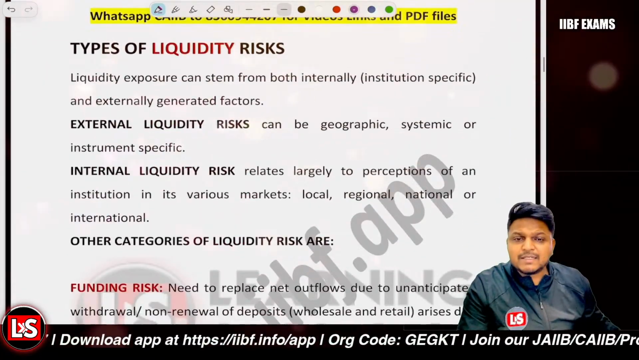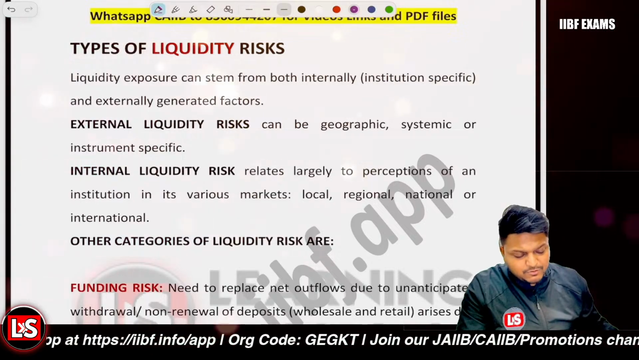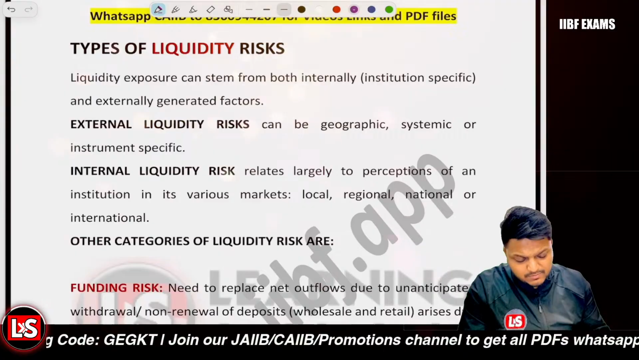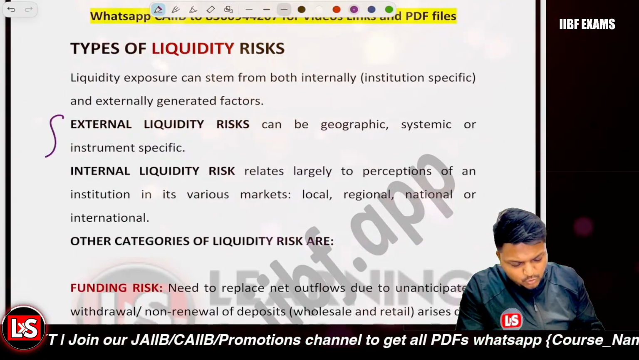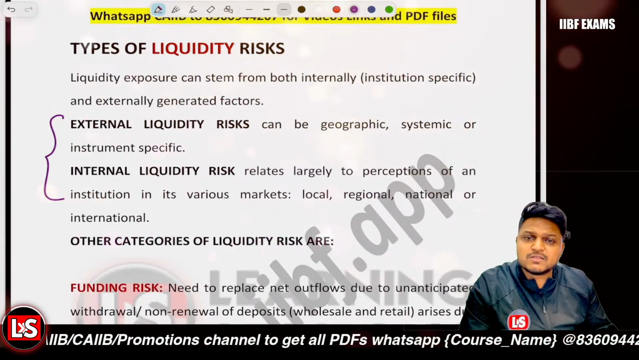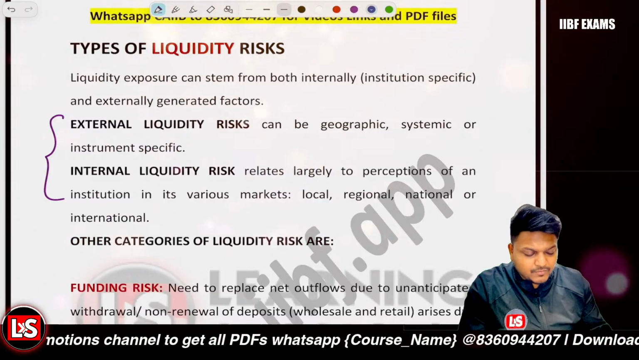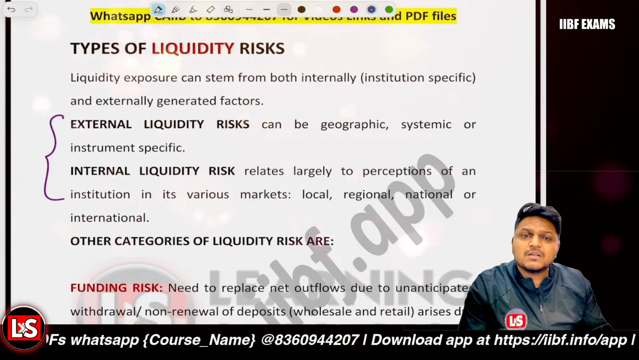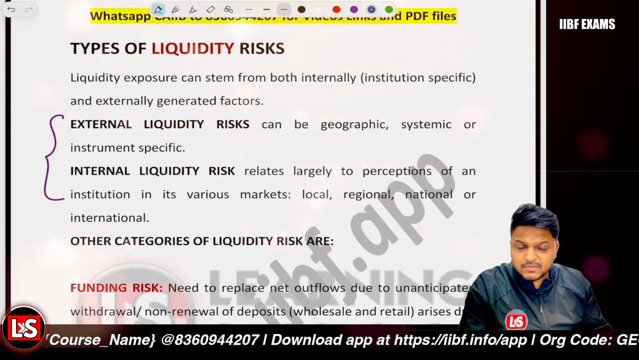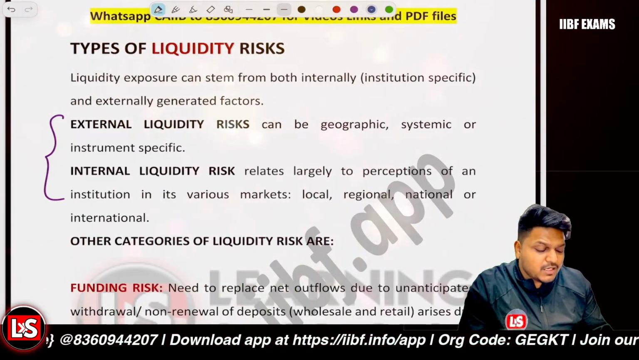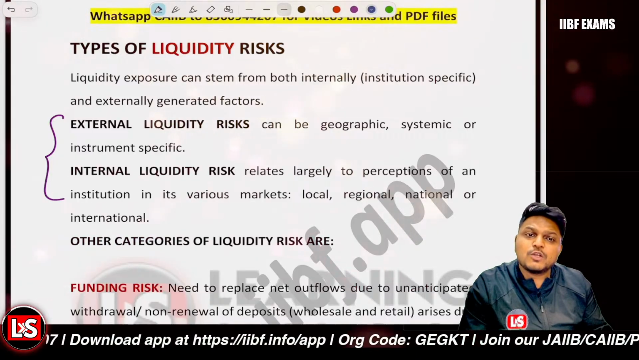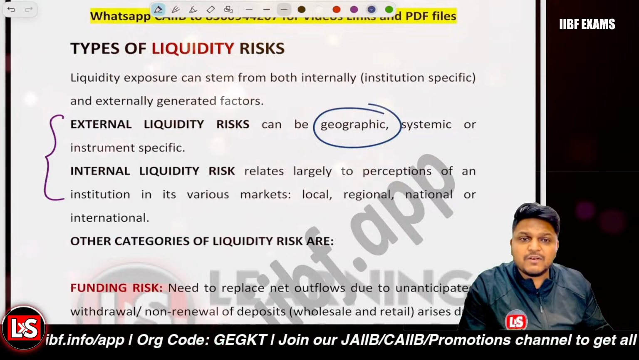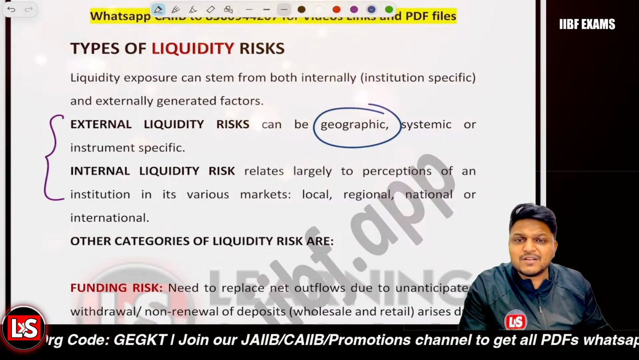After that, it's about the types of liquidity risk. Now, if we look at the sources, we are having two categories. One is related to external risk, the other one is related to internal risk. External liquidity risk means we are talking about the systemic risk. Like if a liquidity crunch was with another bank due to which it is imposed upon you, or if it is related to some geographical issues, or market related, that's the external risk.